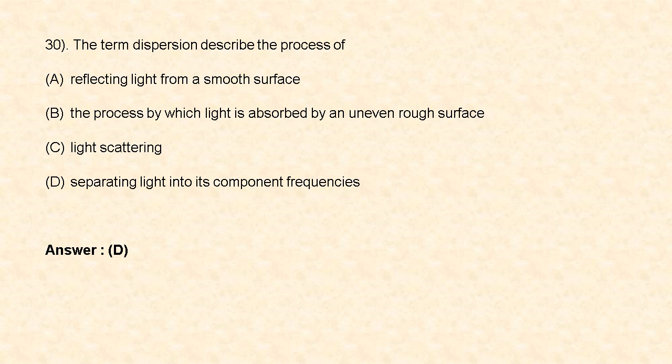Dispersion of light is the splitting of white light into its constituent colors due to the refractive index of the surface and the wavelength of the light. Hence option D, separating light into its component frequencies, is the correct answer.